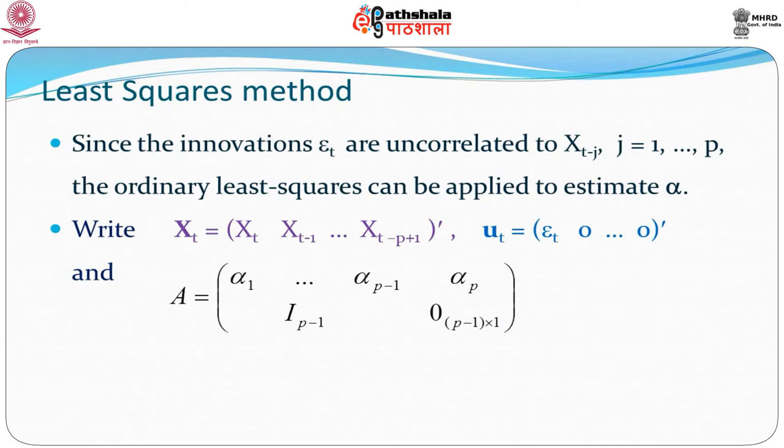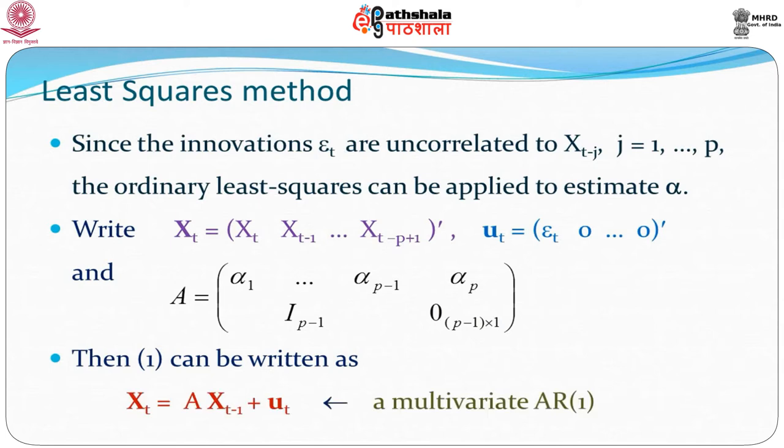Once we do this, it is easy to see that the model 1 can be written as X_t equals A X_{t-1} plus U_t. So the first row of this model would be the original model that we have. So we have x_t on the left hand side and the first row of A times the X_{t-1} vector, which would give us the model that we had before, and the first term of U_t is epsilon_t.